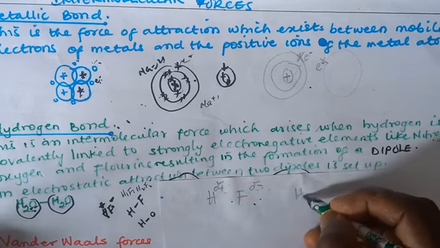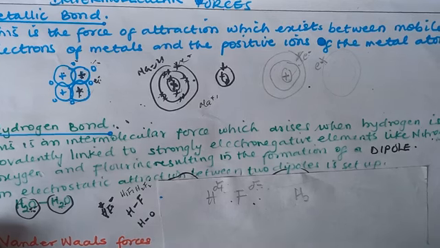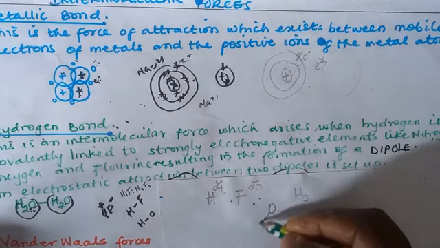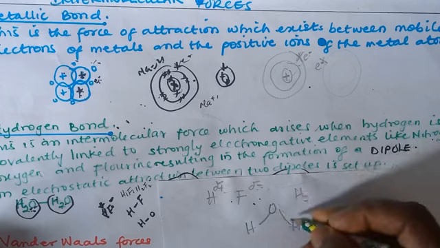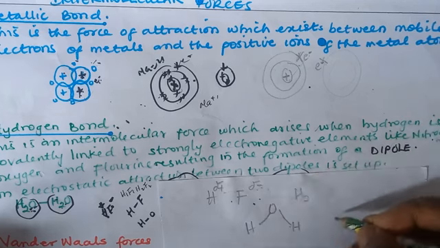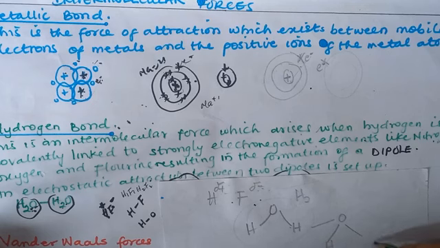Let's consider water, for instance. Now, if you draw the structure of water, you will notice that, since this is intermolecular, this is a molecule of water, this is another molecule of water, 2 hydrogen and 1 oxygen. Now, between the hydrogen and oxygen of water here, there is what we call a broken line.